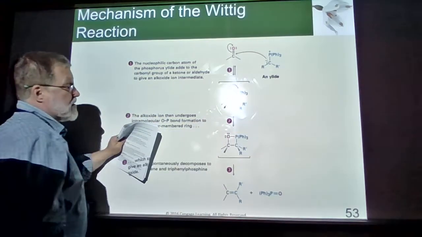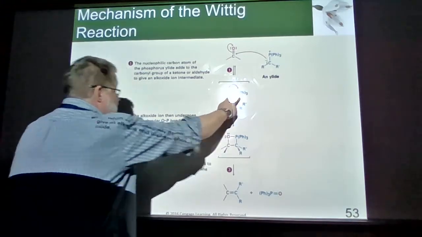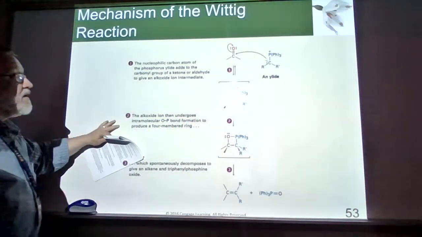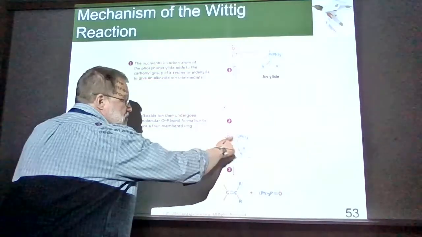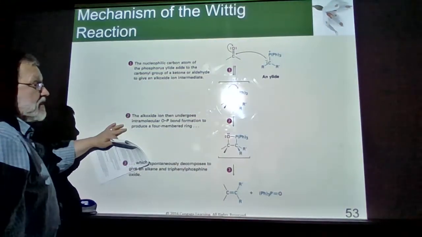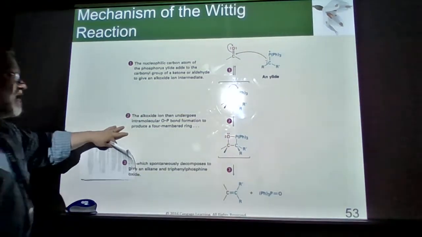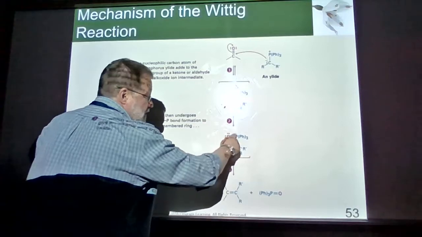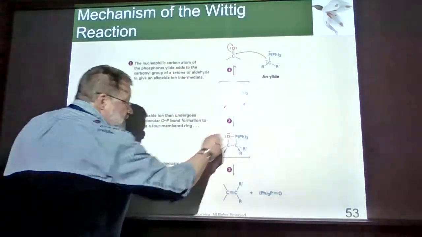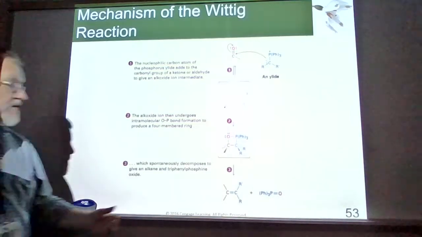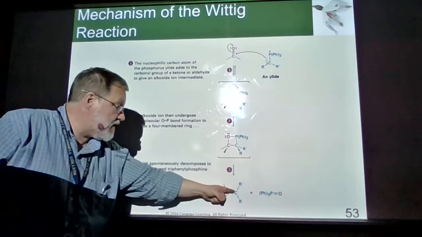Free bond rotation about that carbon-carbon bond can bring the oxygen in close spatial proximity to your positively charged phosphorus. This minus charge then forms a bond with your phosphorus, giving a neutral charged betaine intermediate. That's this four-membered carbon-carbon oxygen phosphorus species. That's called a betaine. This spontaneously eliminates the triphenylphosphine oxide and gives you the double bond.